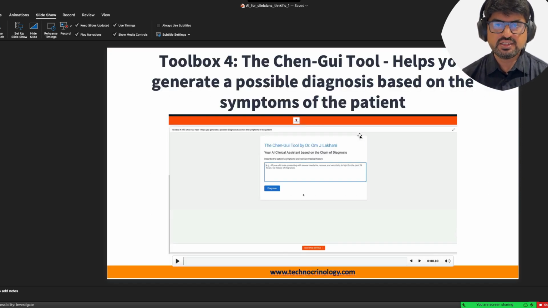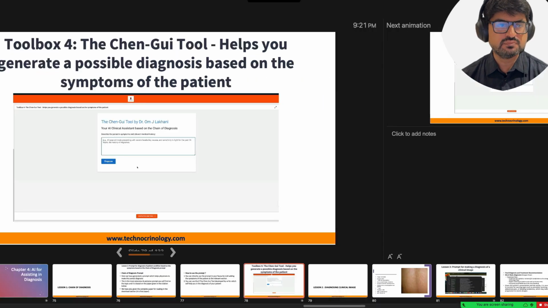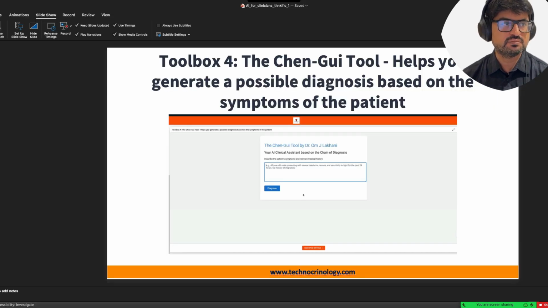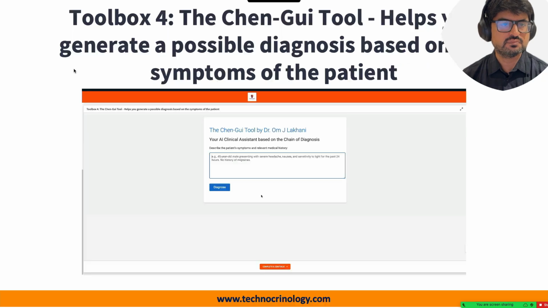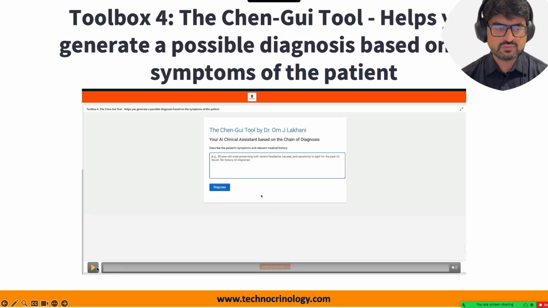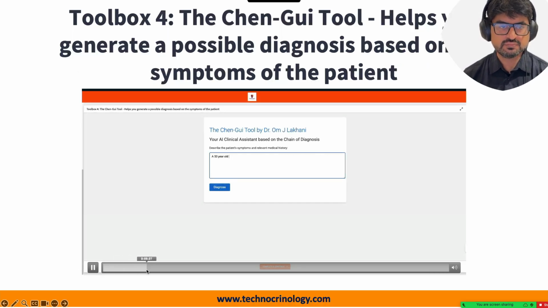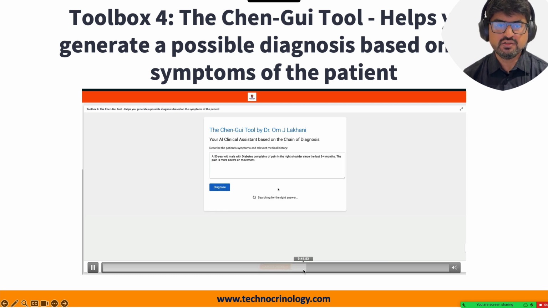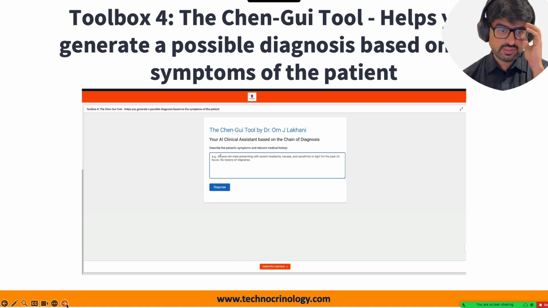There's another example here. So here we say we have a 50-year-old male patient with diabetes complaining of pain in the right shoulder for the last 3 to 4 months. The pain is more severe on movement. What is the potential diagnosis? So it is then searching for the diagnosis. It will do the symptom extraction and everything.